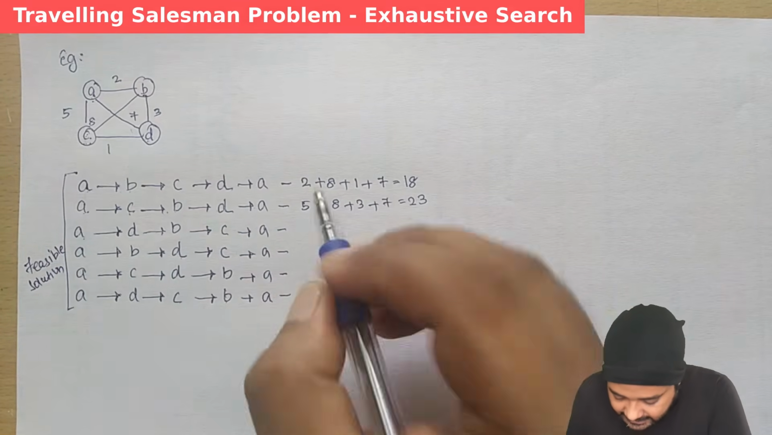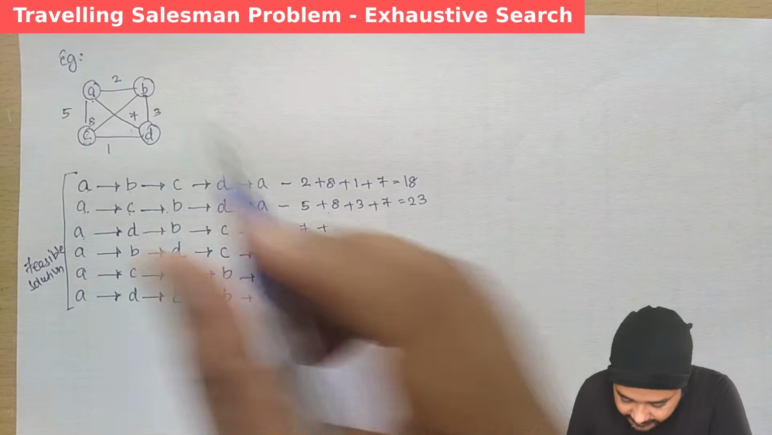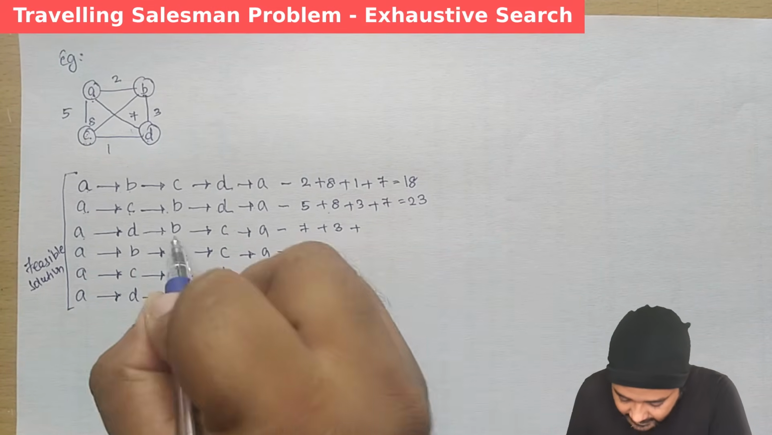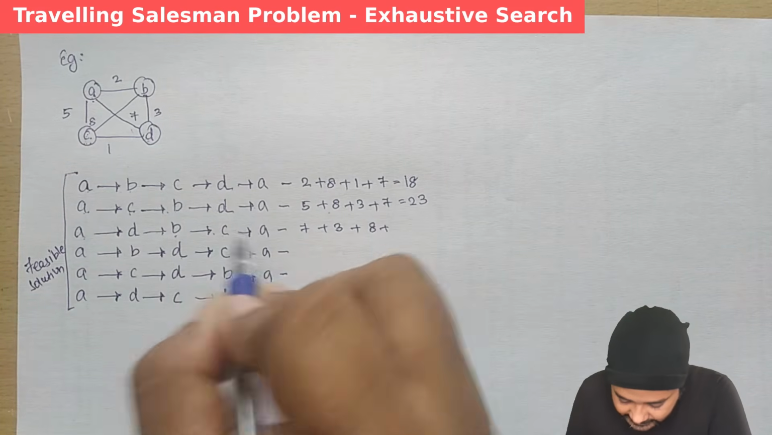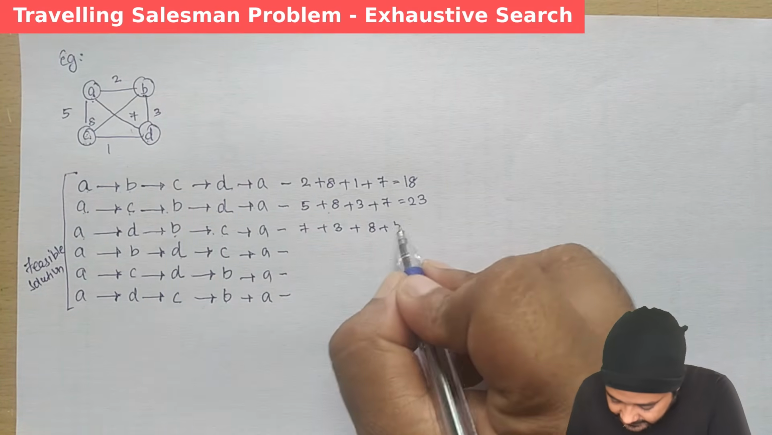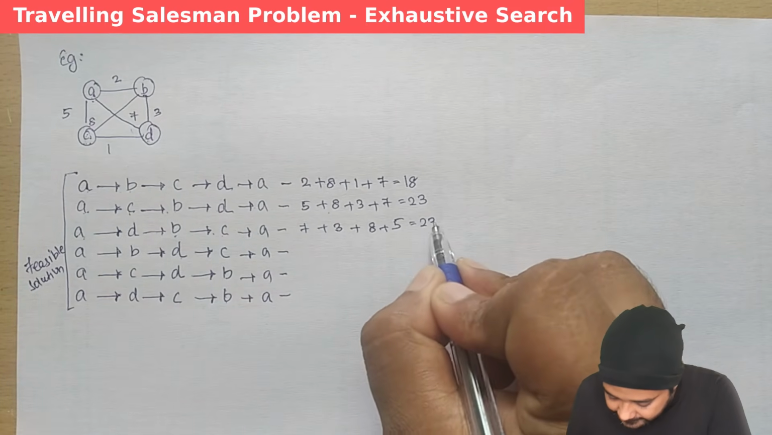Again, A to D we have to calculate. A to D the path is 7. Again D to B. D to B the path is 3. B to C. B to C the path is 8. And then C to A. C to A the path is 5. Right? So again here it is 23.